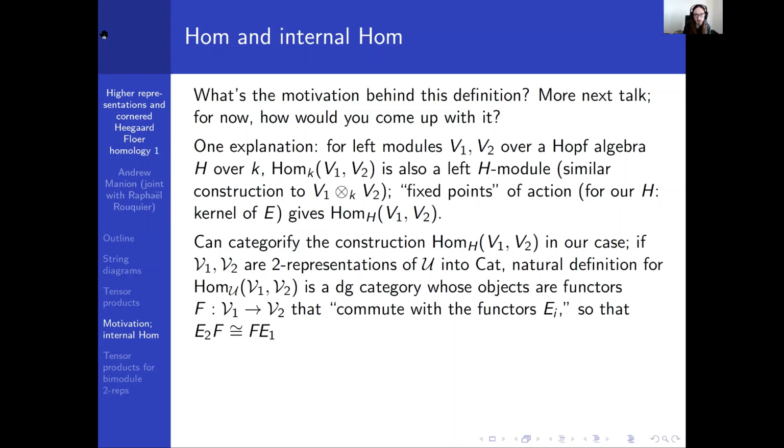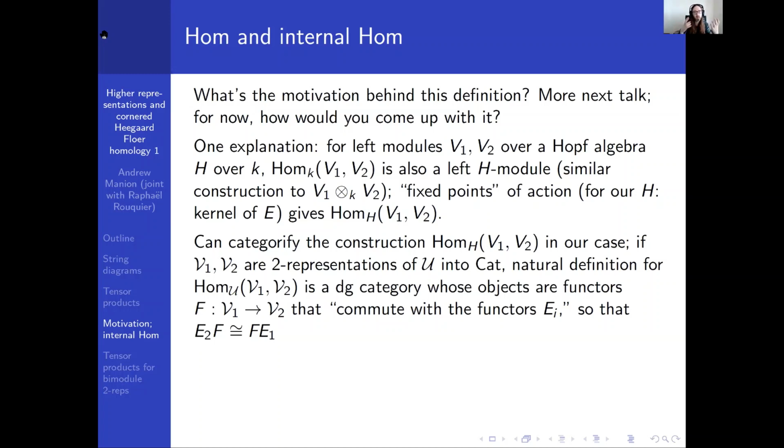But for this Hom sub H, it's relatively clear. Say I have V1 and V2, and they come with E1, tau 1 and E2, tau 2, so that they're two representations of U on DG categories. Now, how am I going to define Hom over U from V1 to V2? That should be like DG functors from V1 to V2 that commute with the action of U on both sides.